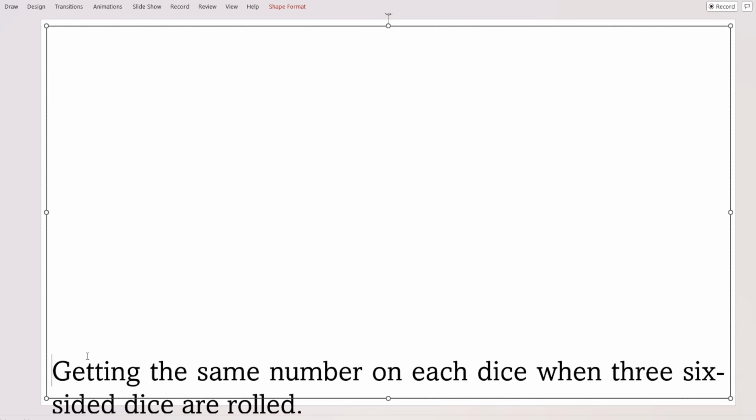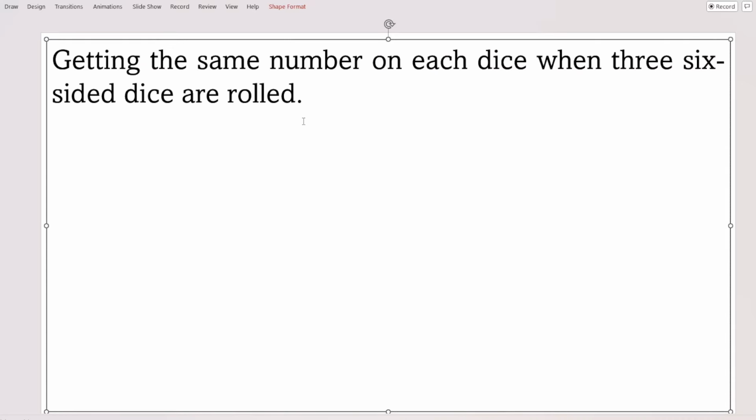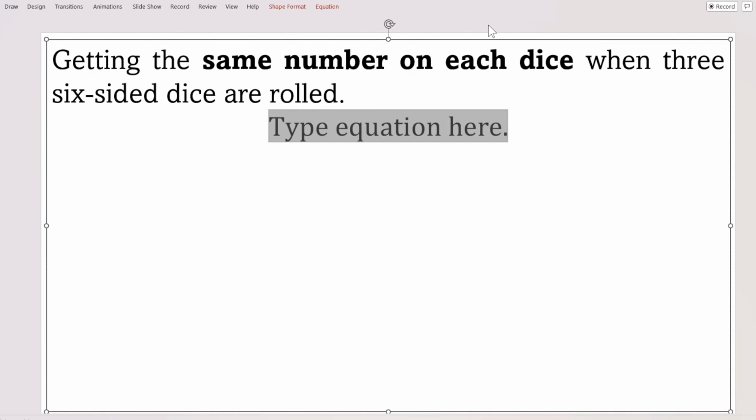0.25. Next. So here we look at getting the same number on each dice when three six-sided dice are rolled. So what is our event E? The desired event here is we want to get the same number from each dice. That is what we want. Now, what is S? What will be the value for our S here? How many possible outcomes can happen when what?